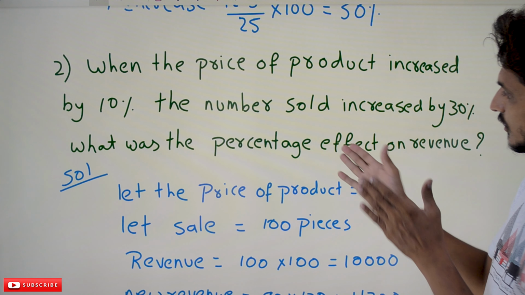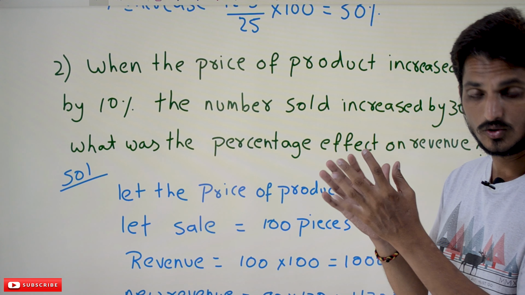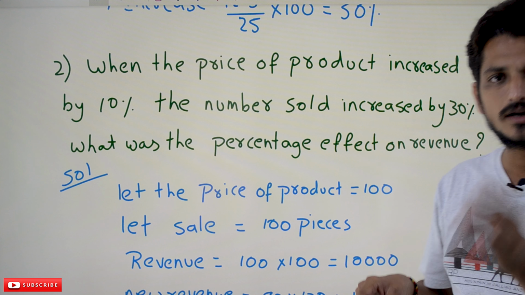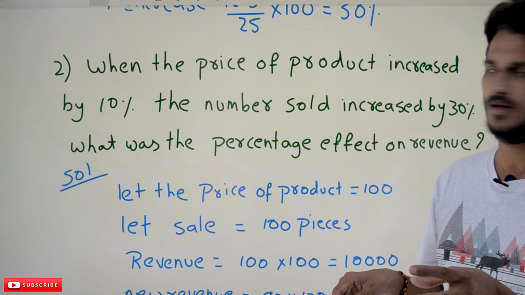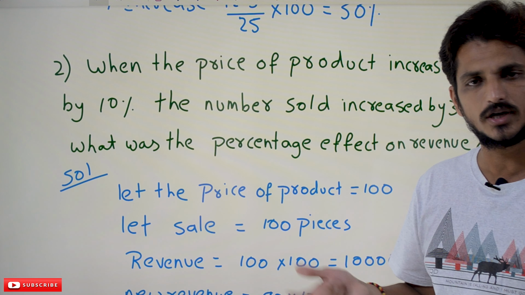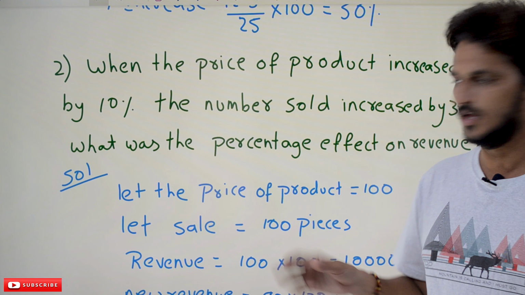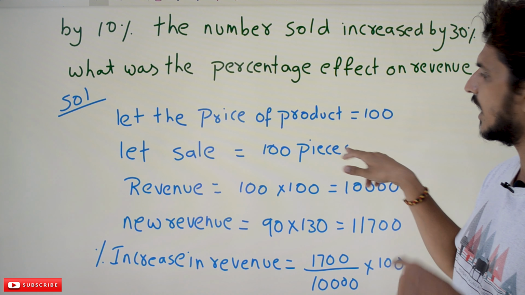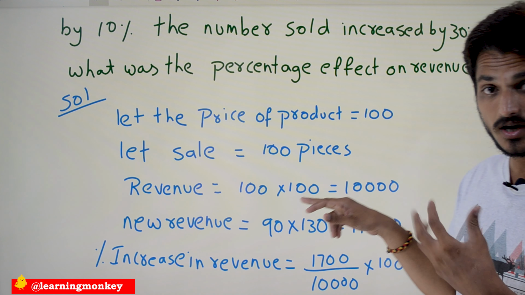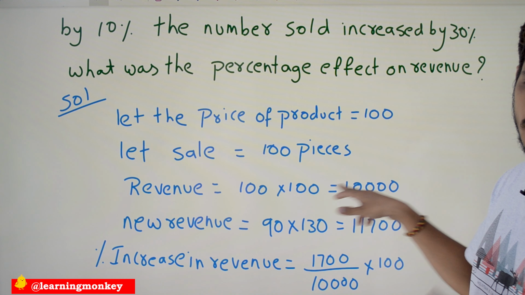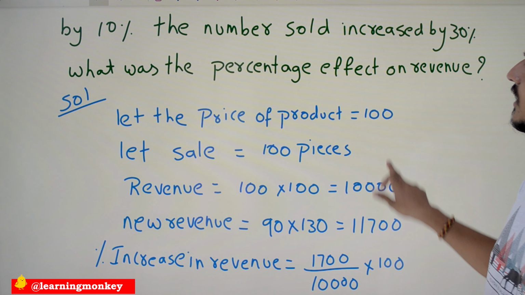So whenever you are going to identify the percentages, you can assume that let the price of the product be 100. The number sold is 100. You can take any values. So let the price of the product be equal to 100, sale is equal to 100 pieces. What's the revenue value you are going to get? Revenue is equal to 100 multiplied by 100, that is 10,000.